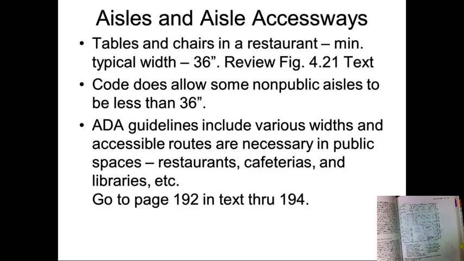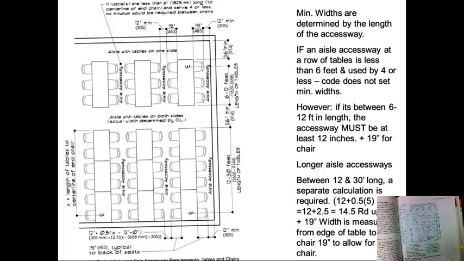So we know it says tables and chairs in a restaurant, minimum typical width 36 inches. Code does not allow some non-public aisles to be less than 36 inches. Remember, ADA guidelines include various widths, and accessible routes are necessary in public spaces, restaurants, cafeterias, libraries. So you can go through and look at that. So here we are, and we're looking at our particular drawing. Minimum widths are determined by the length of your accessway. These are aisles. This is aisle accessway.